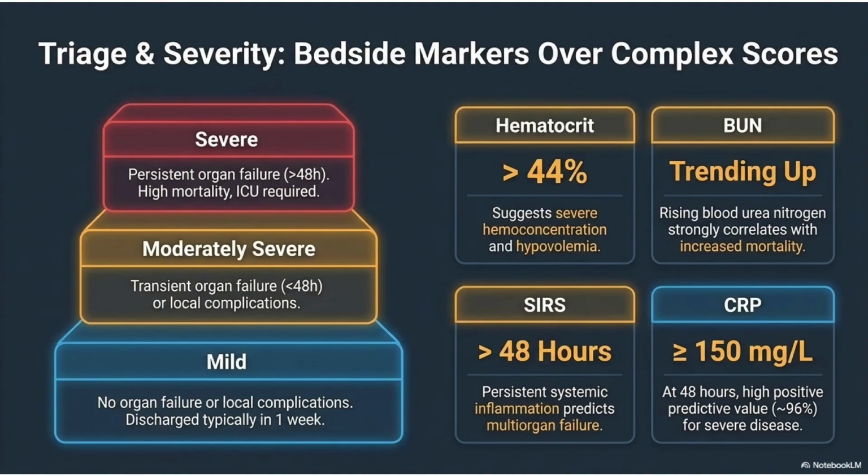So remember, mild means no organ failure or only local complications. You can discharge patients within a week. Moderately severe, you have transient organ dysfunction. It can be elevated kidney biomarkers, worsening liver function, or a worsening serositis or third spacing. Transient organ failure within 2 days is still considered moderately severe. Now, severe is where you have a persistent organ failure beyond 2 days. This carries a high mortality, and these patients need special attention.